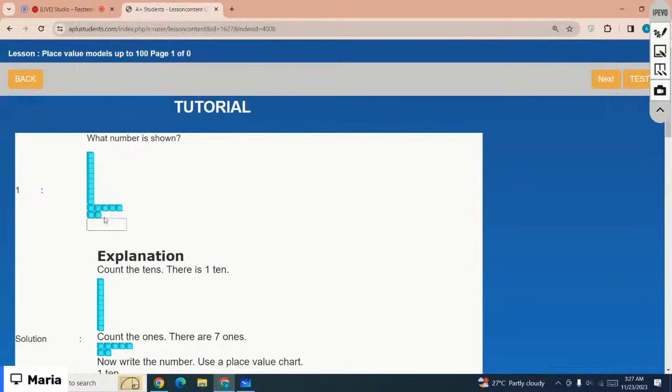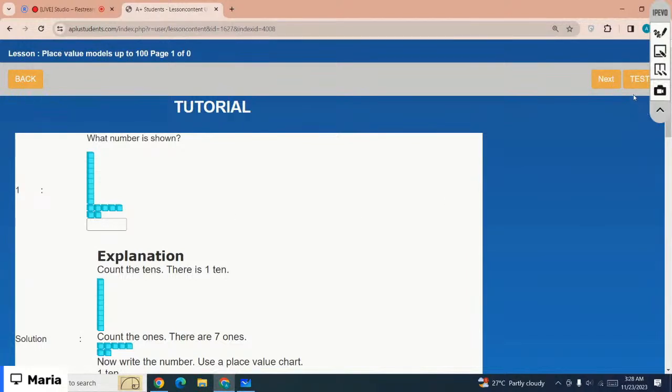You have one complete line of 10 blocks, right? So the one complete line of 10 blocks represents 1, and the single blocks represent the digit that is at the ones position. So together they make 17.